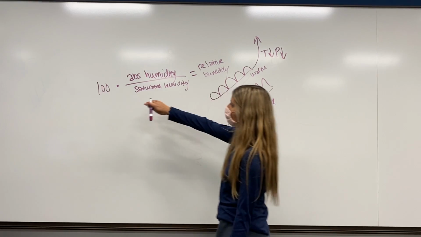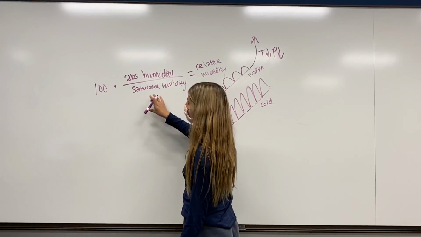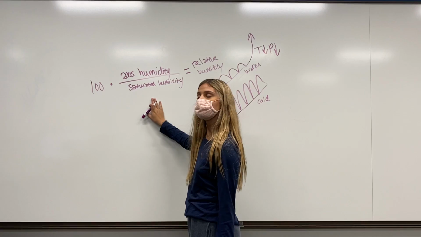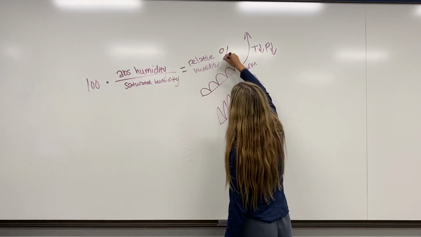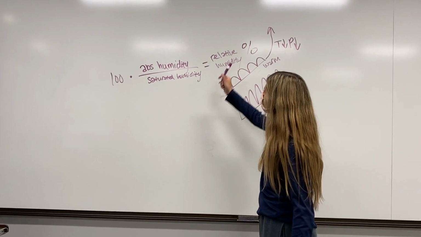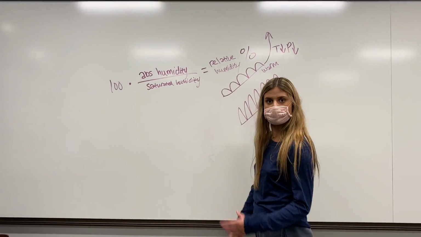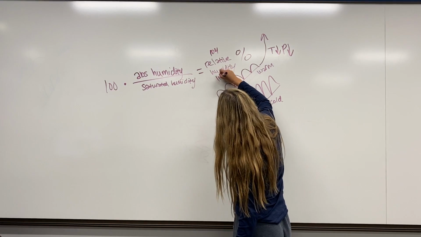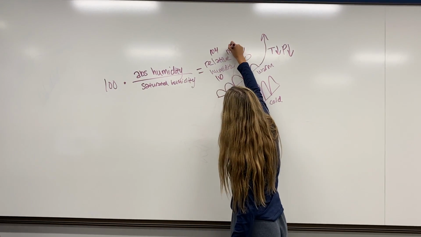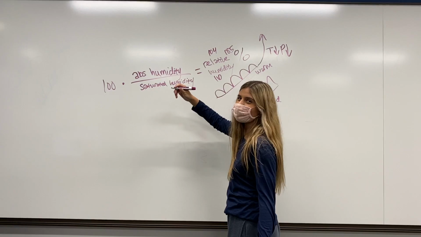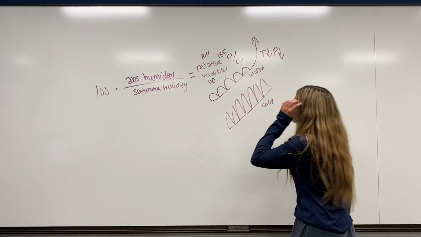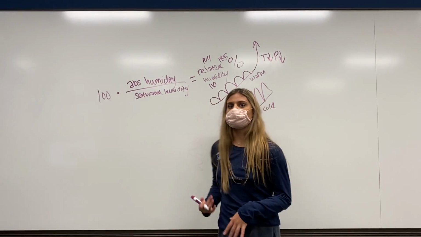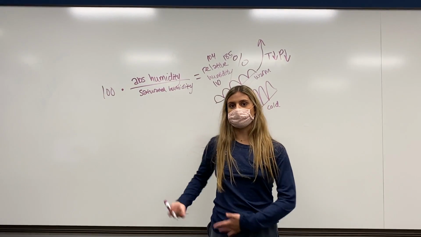Now, there's something interesting that happens about all these values. This is represented as a percentage, by the way. This value can exceed 100%. Crazy. It can be 104, it could be 110, it could be 185. Probably not, but it could be. Now, what exactly does that mean? What does it mean when the relative humidity is over 100%?